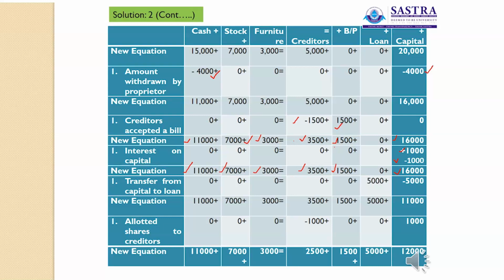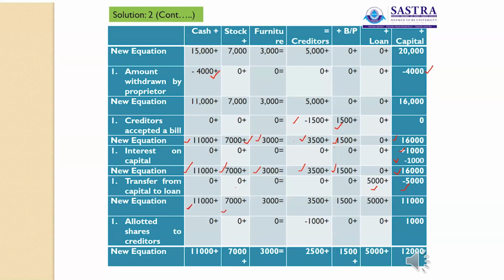So transfer from capital to loan. Here the loan, the liability value, increases. When liability value increases, automatically it reduces the amount of capital. Loan value increased, so the amount of capital will be reduced. So add 5,000 here, minus 5,000 there. There is no effect on assets, the same amount is applicable.